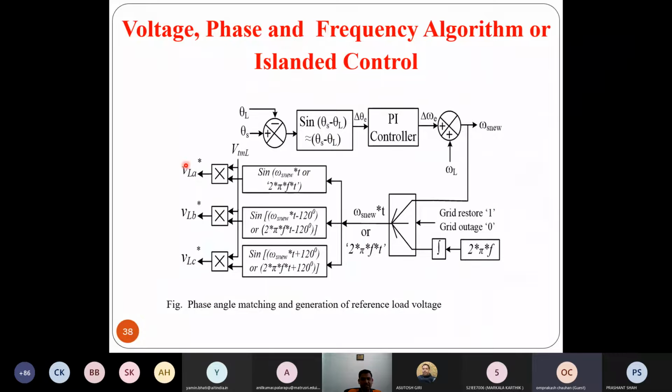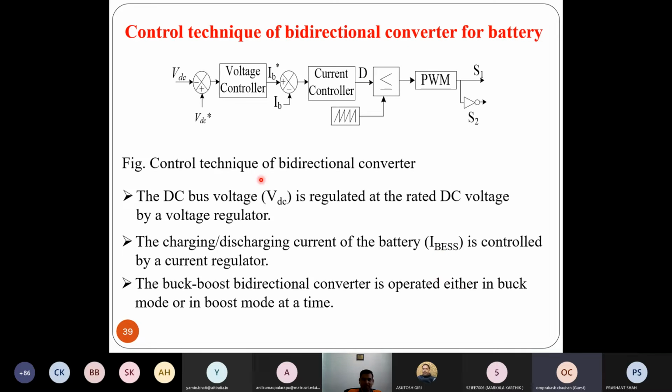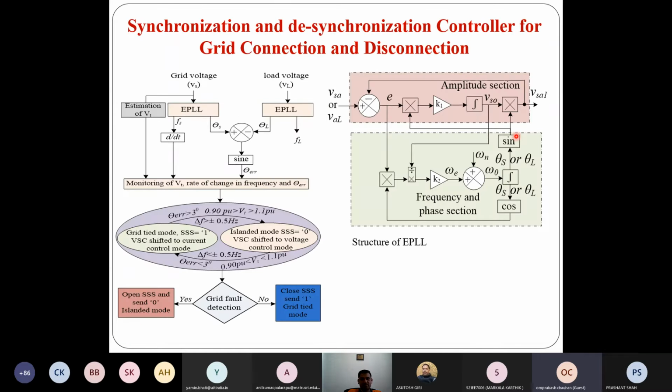Okay, here we can see that we have generated the reference load voltages VLA*, VLB*, VLC* from sin(ωt), sin(ωt − 120), and sin(ωt + 120). Similar cascaded control has been utilized. Here we have used the enhanced phase lock loop for this synchronization and desynchronization controller.